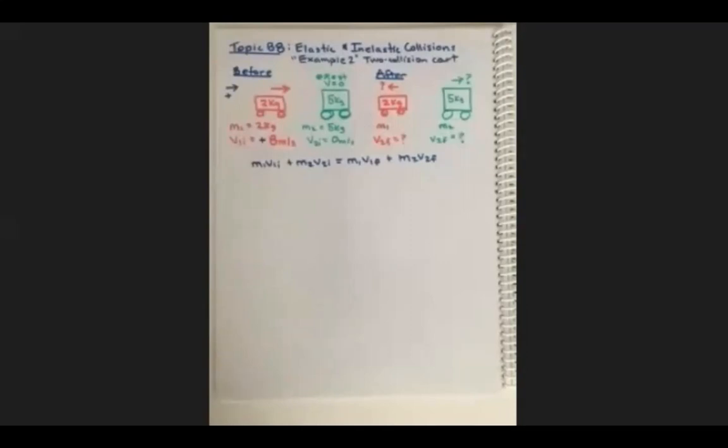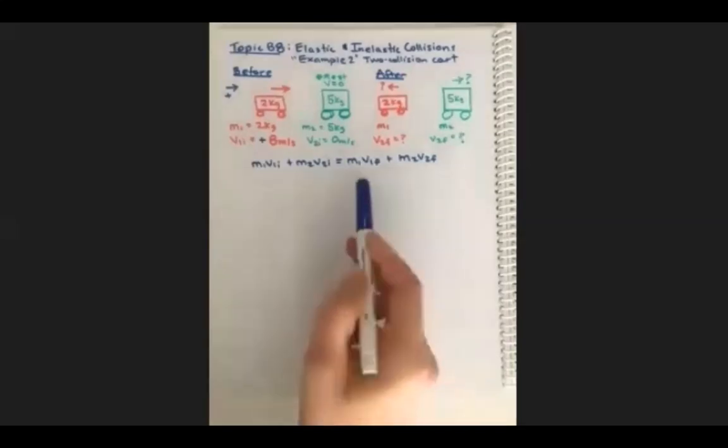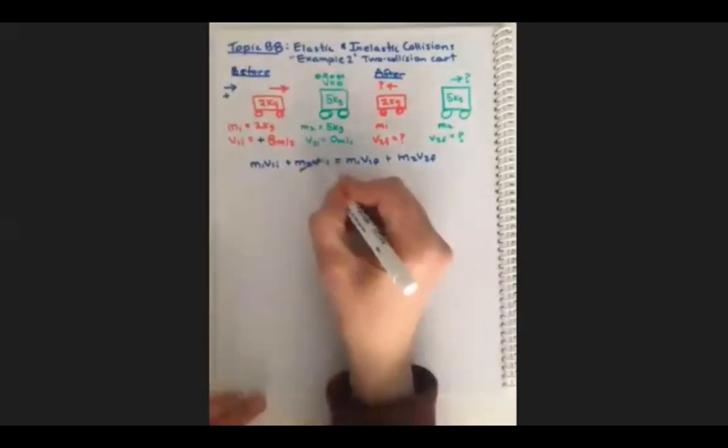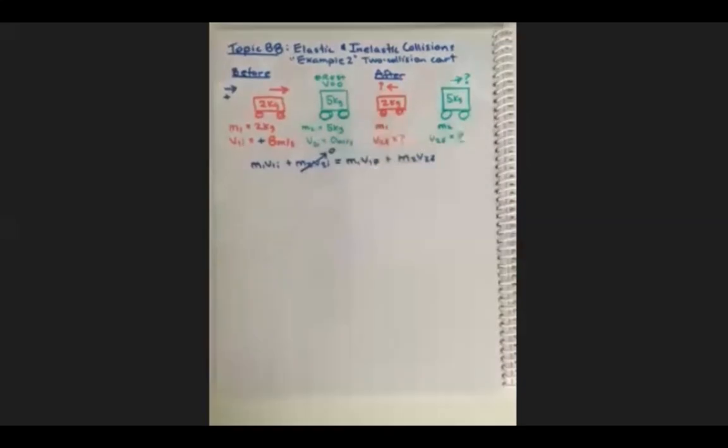But there's also a key word in this problem. The collision is elastic. Because it says elastic, we're also going to be able to use the conservation of kinetic energy if we need it. So let's simplify this and see if we need it. We know that the initial velocity of object 2 is 0, so that whole term cancels out.